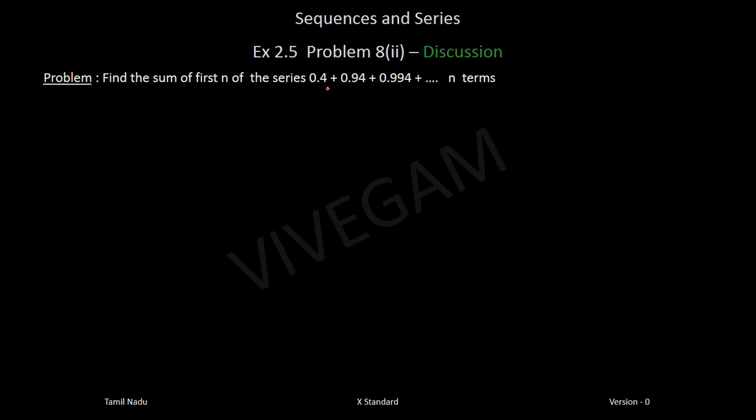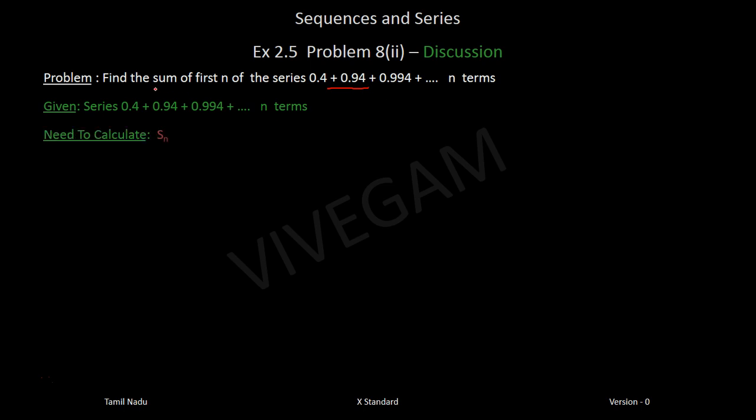The first step, we need to convert this into a geometric series. It is getting closer and closer to 1. So that's the hint we have to use. So whether we can use 1 and get all these numbers into a geometric progression. So 1 minus 0.4 is 0.6, 1 minus 0.94 is 0.06, 1 minus 0.994 is 0.006, so it's getting closer to 1. Okay, so the series is this.